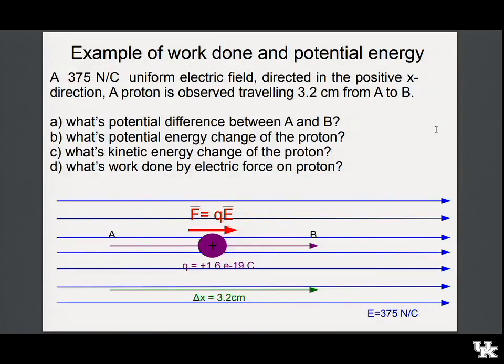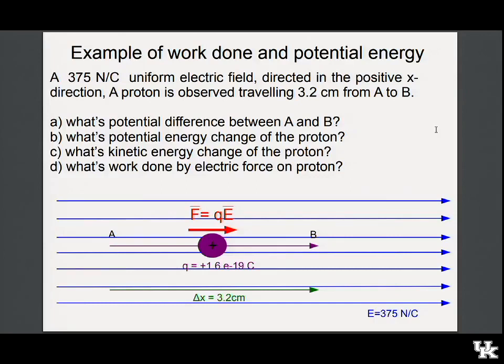We're going to calculate the change in potential between A and B, but then these things about the proton. What is the change in potential energy of the proton? What is the change in kinetic energy of the proton? What was the work done on the proton? Those three questions.